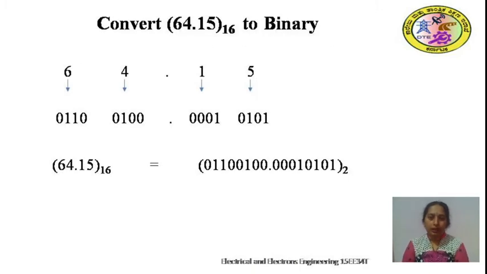The next example has a fractional part also. I have taken the number 64.15. 6 is represented as 0110. 4 is represented as 0100. 1 is represented as 0001 and 5 is represented as 0101. Each individual hexadecimal digit is represented as a 4-bit binary number. The equivalent number is as shown below.